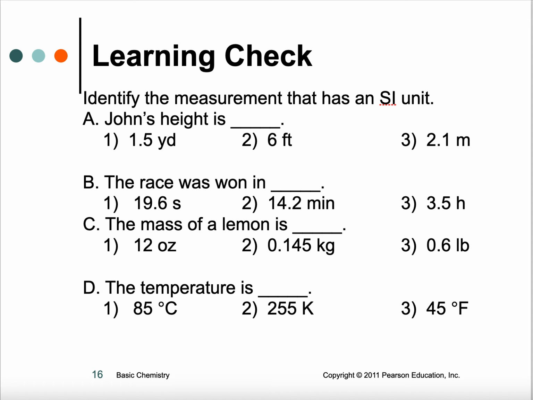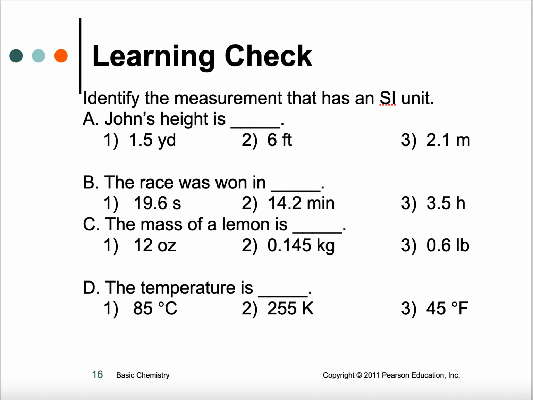Which of these are SI units? This is a little bit confusing because even if you know the metric system, there are modifications in the metric system to do these units if you're going to write a paper. So John's height is either in yards, feet, or meters. Which one is SI? Meters are SI. The race was won in seconds, minutes, or hours. You think that's no big deal, it's just time, but if you're going to write a paper, it's actually going to be in seconds. Seconds is the SI unit of time.